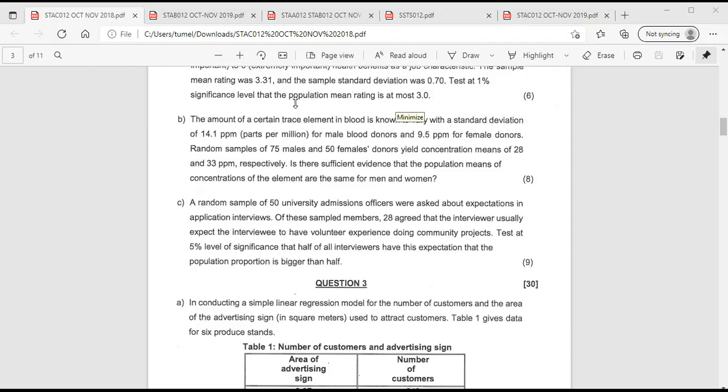Until we meet again on Tuesday, where for STAC students, we are going to look at which chapter is it? ANOVA, I think. And then for STEP students, we are going to look at the last chapter for this year, which is regression analysis.